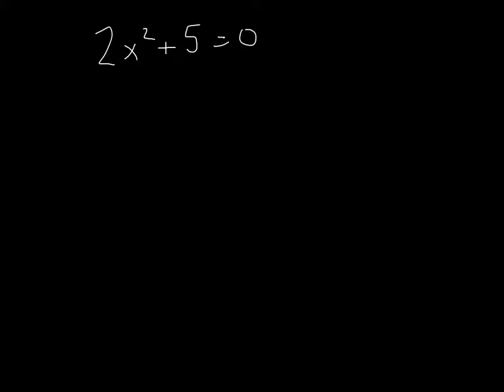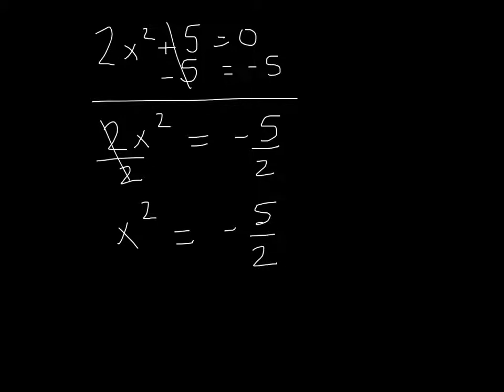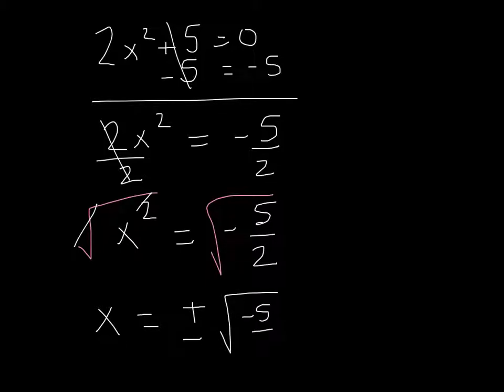We're going to use the even root property to solve this equation. So I'm going to subtract 5 from both sides, and I have 2x squared equals negative 5. I'm going to divide 2 on both sides, and I have x squared equals negative 5 over 2. And then I'm going to take the square root of both sides. I'll show my work here in pink. And on the left-hand side, those cancel. And on the right-hand side, I have plus or minus the square root of negative 5 halves.